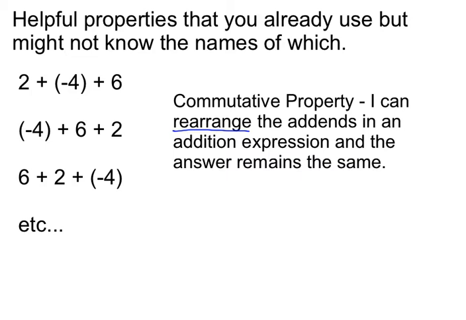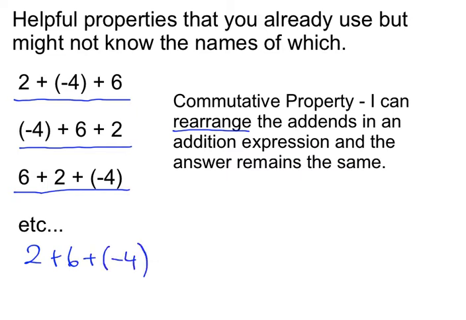So I can do 2 plus negative 4 plus 6, and I will get the same answer if I rearrange it and do negative 4 plus 6 plus 2, or 6 plus 2 plus negative 4, or any other order will still work and give the same answer, because when you add, the order doesn't matter. And that's what the commutative property means.